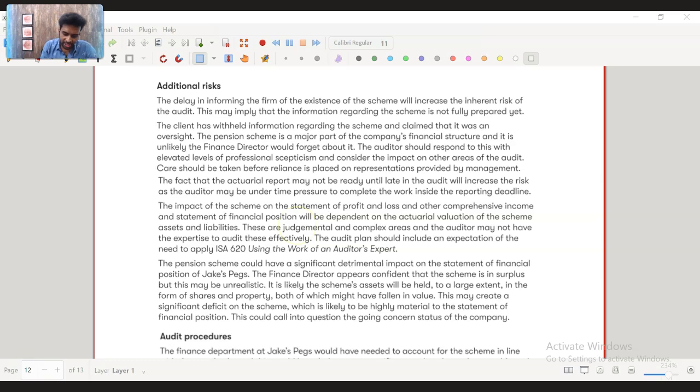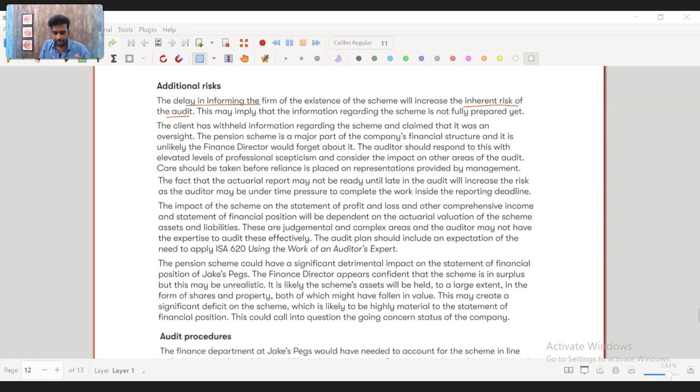What is the additional risk that the firm is facing? It is definitely the delay. The actuarial report is delayed, which will increase the inherent risk of the audit, because we don't know what is actually going to come out.